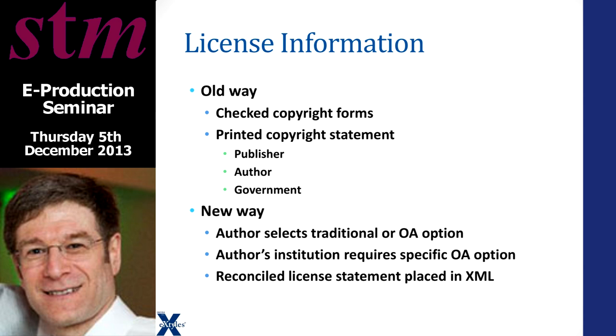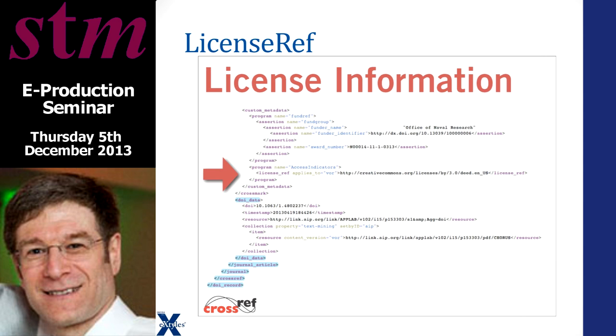The new way is that the author's probably going to tell you something in the submission about whether they want a traditional publication or an open access publication, unless, of course, you're submitting to Hindawi, where everything's open access. But then the author's institution may also require a specific OA option, and ultimately you've got to reconcile all of this into a license statement that gets placed in the XML that has the right Creative Commons attributes. And you ultimately want to do this all because you want to get this license information to Crossref in a license ref statement, because Crossref is going to start doing some really interesting things with text and data mining. But there are also other reasons for this.